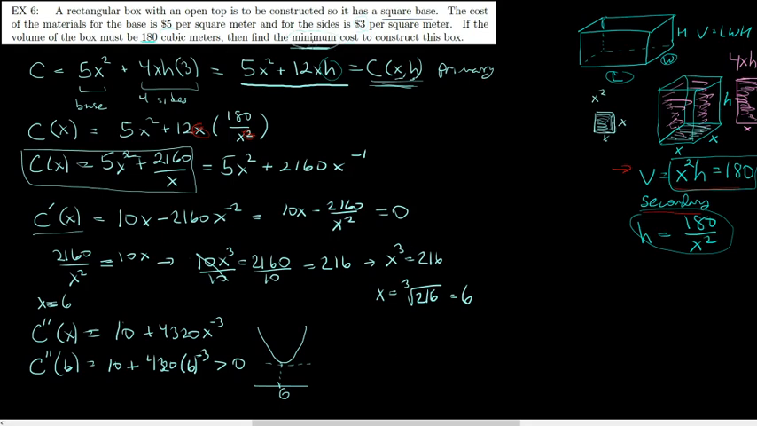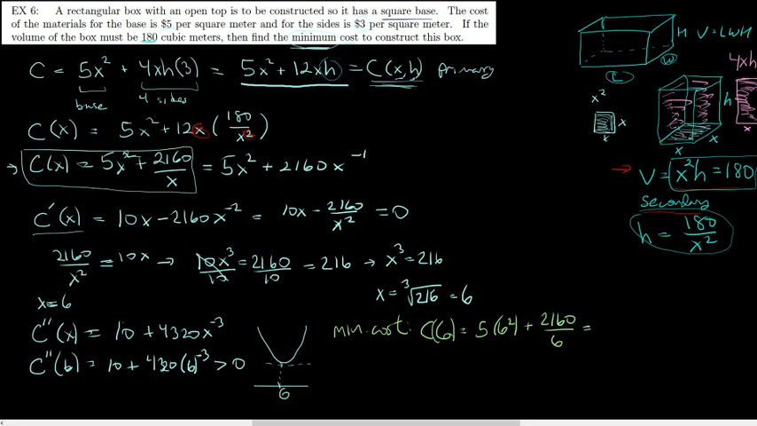Okay, but again, let's answer the question: find the minimum cost. So the minimum cost is, well, the cost function is up here, C of x. So now we're just going to plug in x equals 6 to get the minimum cost. So the minimum cost will be C of 6, so 5 times 6 squared plus 2160 divided by 6.